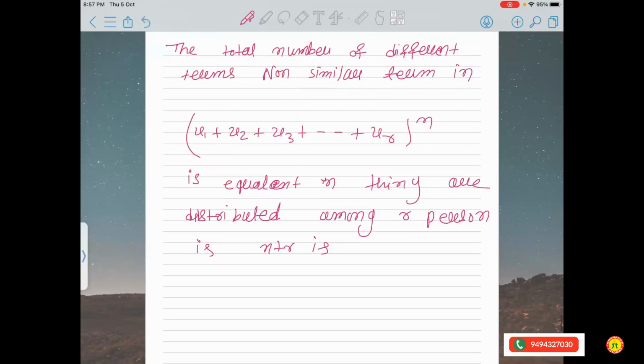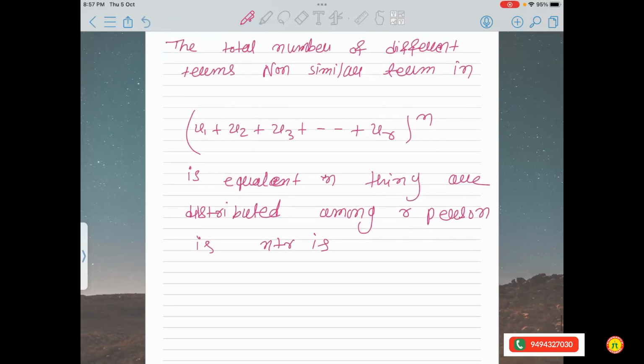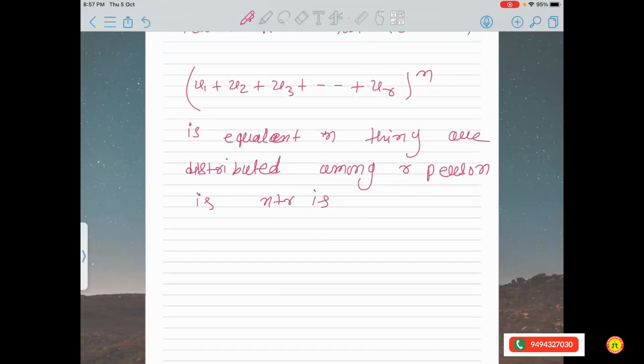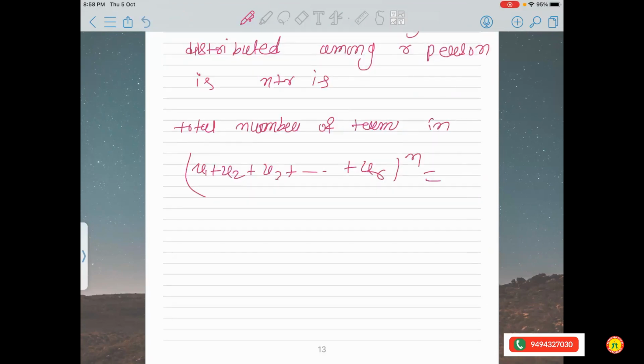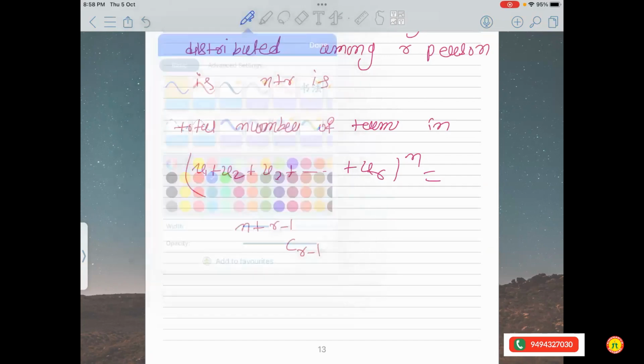If you have not studied probability, there will be a little difficulty. The total number of different terms, the non-similar terms in the expansion, right? So listen, you need to remember this: the total number of terms in x1 plus x2 plus x3 and so on plus x r, to the power n, is equal to n plus r minus 1 C r minus 1.